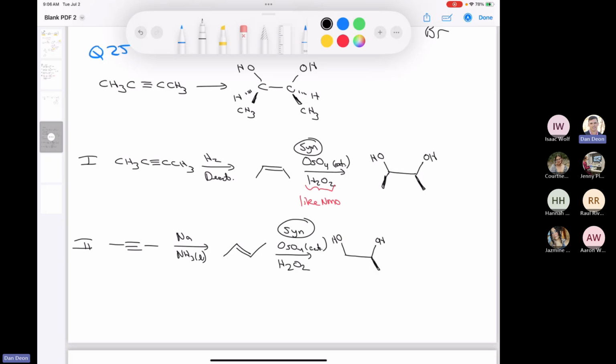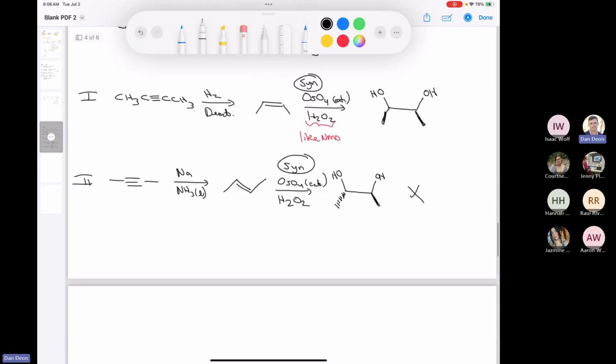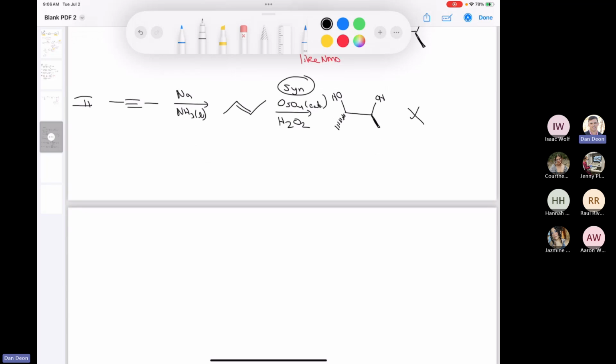But now you're going to have your two methyl groups being trans to each other. So this is not going to work, and we can scratch number 2 off of there. Okay, so now we go to number 3. Hopefully I'll think more clearly this time.